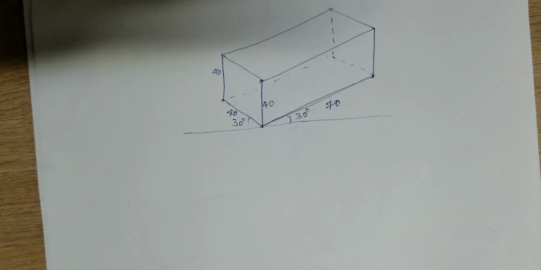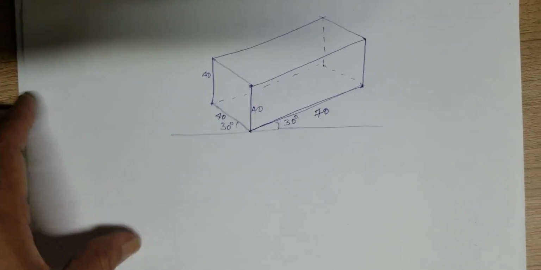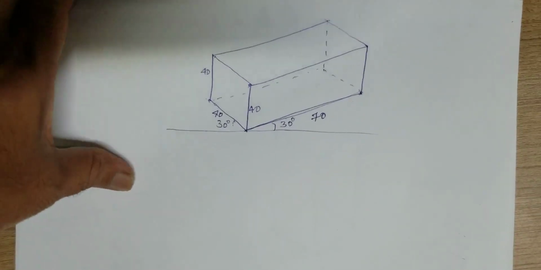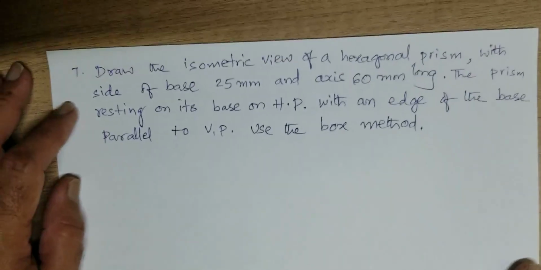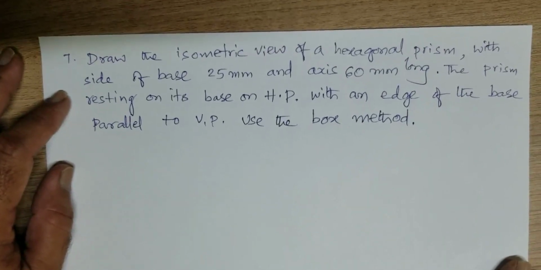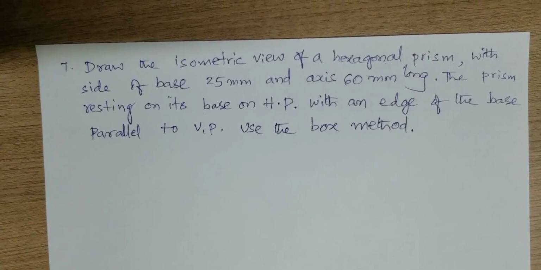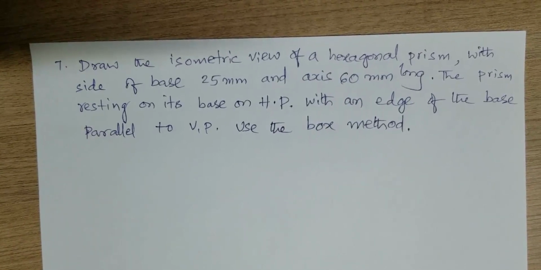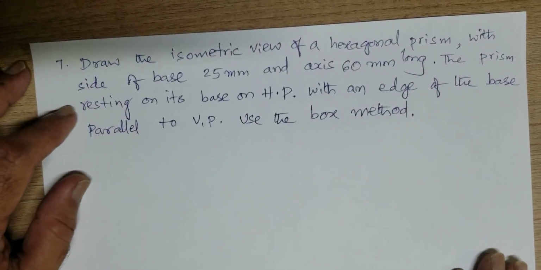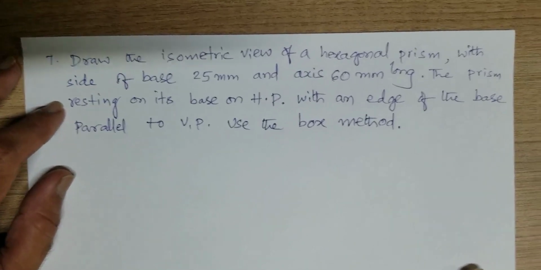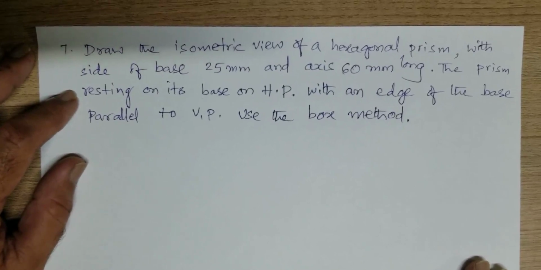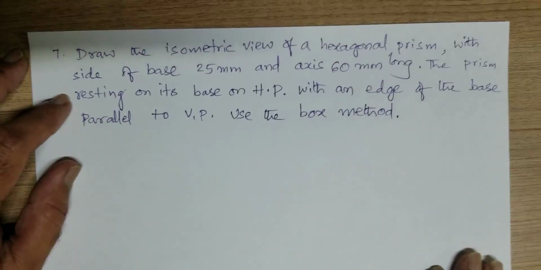Now I would like to go for another question, what I am calling the seventh question in the same video. The question reads like this. Draw the isometric view of a hexagonal prism with side of base 25 mm and axis 60 mm long. The prism rests on its base on HP with an edge of the base parallel to VP.